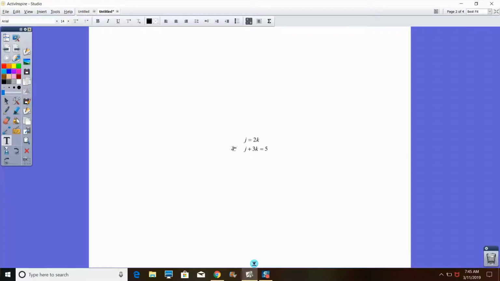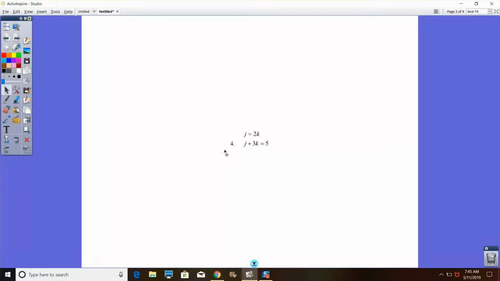Okay, so here's our first system. Let's blow this up a little bit, make this a little bigger. Okay, so our first system is j equals 2k and j plus 3k equals 5. This is an example of a system where we have a variable already written in terms of another, so in this case the variable j is already solved by itself, and it equals 2k.